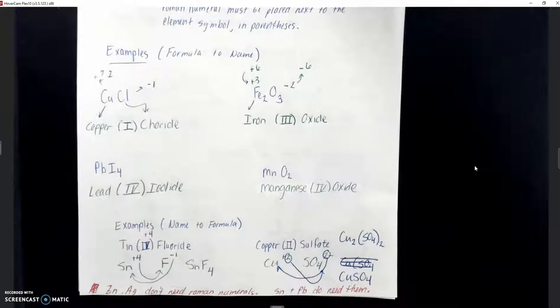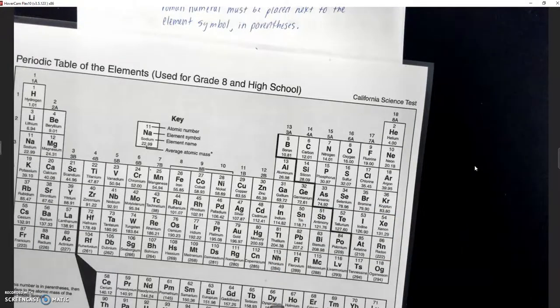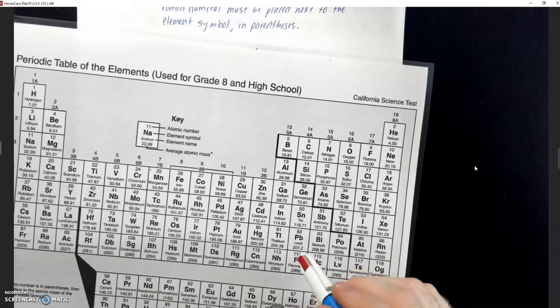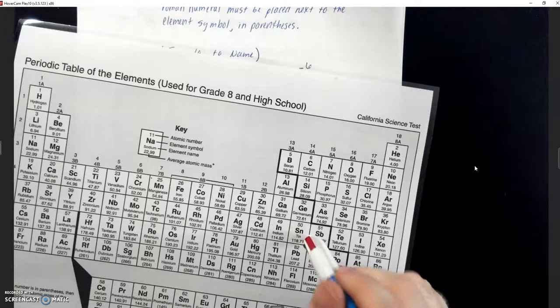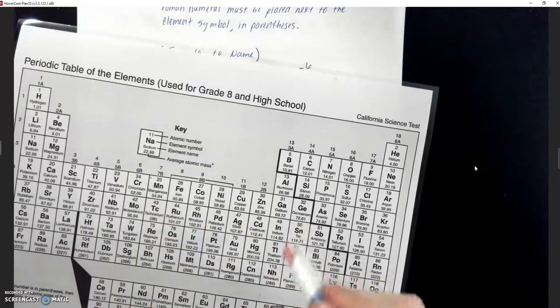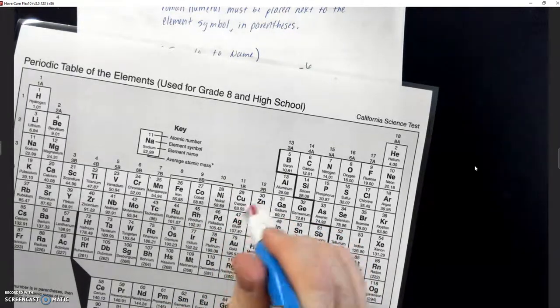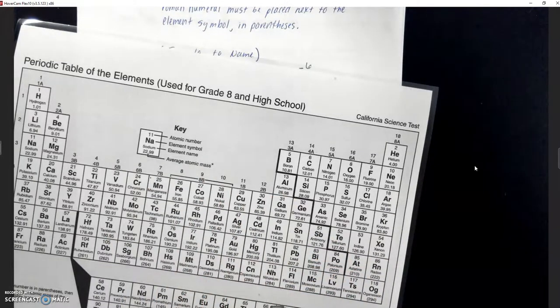The other exceptions are Sn, which is tin, and Pb, which is lead. Even though they are not in the transition metal section of the periodic table, they get Roman numerals. Their charges can vary, okay? So to reiterate, even though tin and lead are not in the center section here, they still get the Roman numerals. Even though zinc and silver are in the transition metal section, they do not get any Roman numerals.